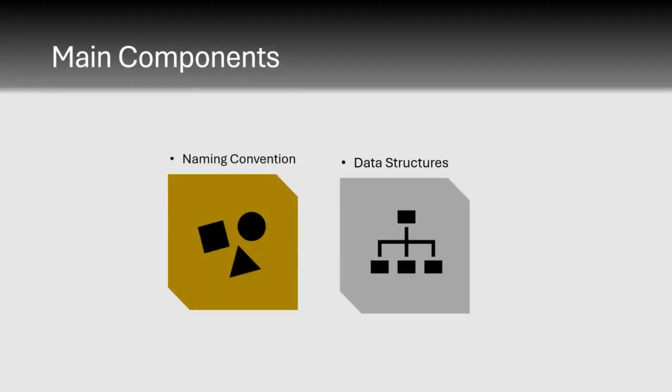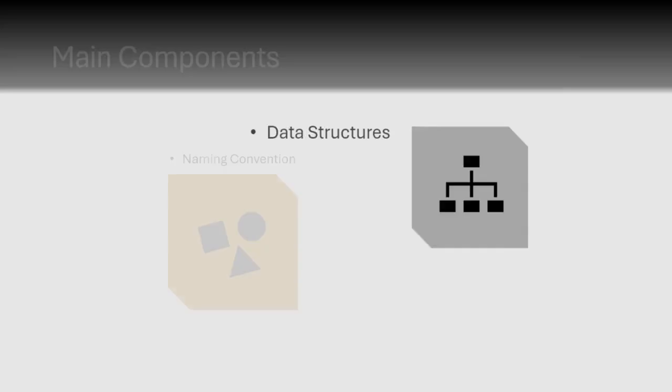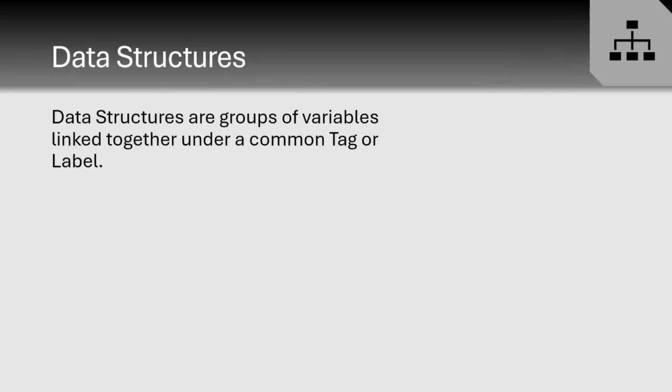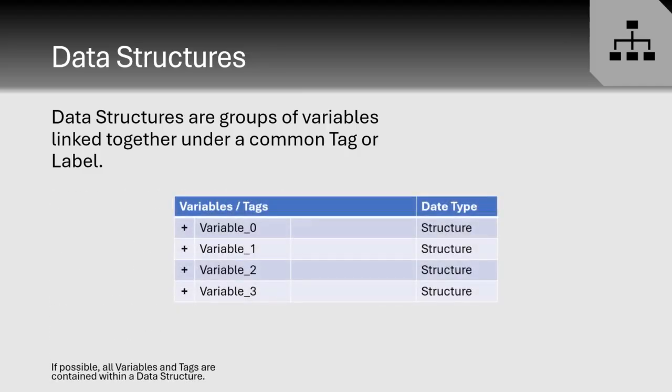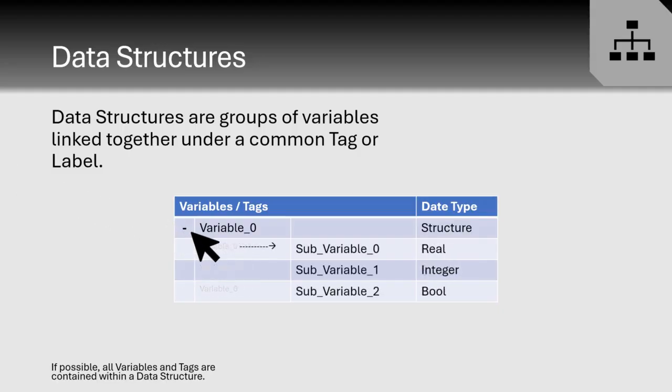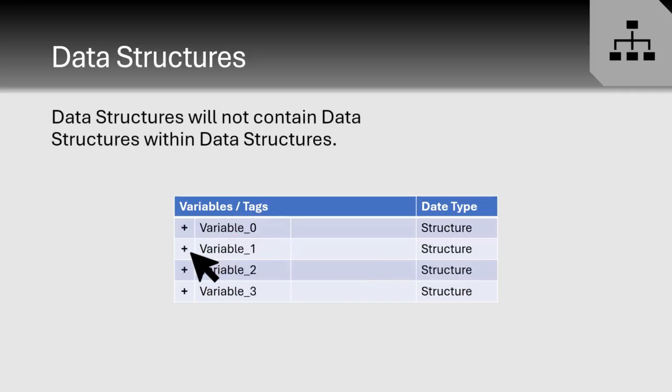Before delving into naming convention, data structuring will be defined. Data structures are groups of variables linked together under a common tag or label. If possible, all variables and tags are contained within a data structure. Structures are necessary for proper organization. The structure contains any data types pertaining to the structure's purpose. This may include arrays, predefined data types, or other user-defined structures. It is best, however, to keep the structures within structures to a minimum.